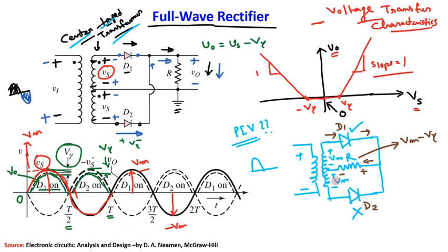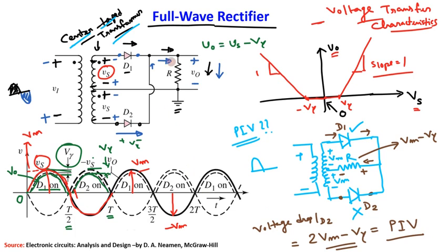And if you consider the polarity of this, then what can you say about the voltage drop across this diode? The voltage drop across this diode D2 is how much? These two will be just addition, right? This is plus, this is minus. So it will become 2Vm, means we have to add this one and this one. So 2Vm minus V gamma, right? So this is the peak inverse voltage in case of a full wave rectifier when we use this center tapped configuration.